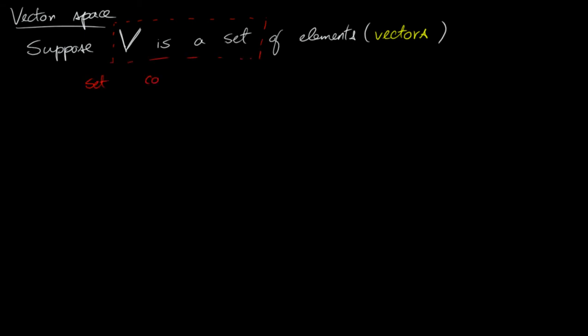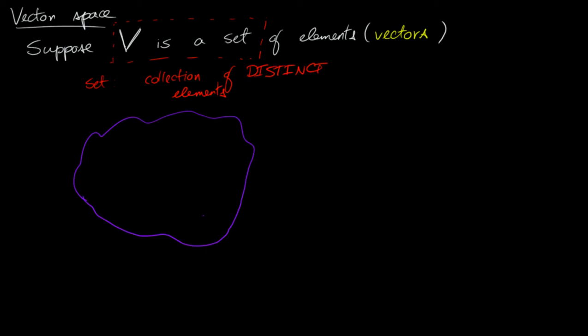A set is a collection of distinct elements, right? So none of the elements are the same as the others, or no element is equal to another element. If you want, just think of a set as this sort of huge space. It doesn't matter what it looks like, and we have dots that represent elements, or in the case of vector spaces, vectors, right? So we have A, we have B, we have C, and we have D, and whatever.